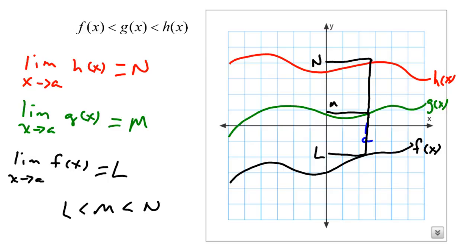And again, doesn't it make sense that, since I've told you that this green function is always somewhere in between the red function's value and the black function's value, I can assume that L has to be less than M has to be less than N. In other words, M's value, this y value, has to be between this L value and this N value, can be greater than.